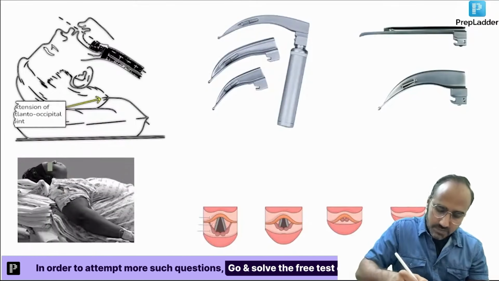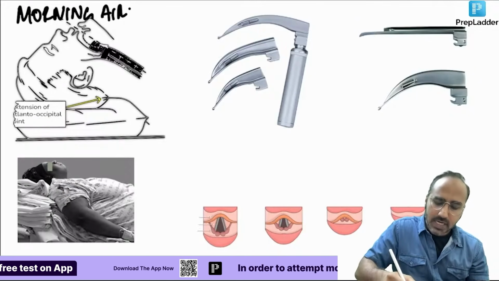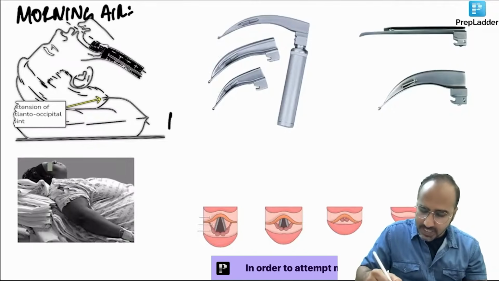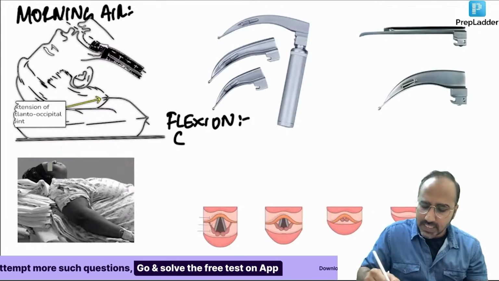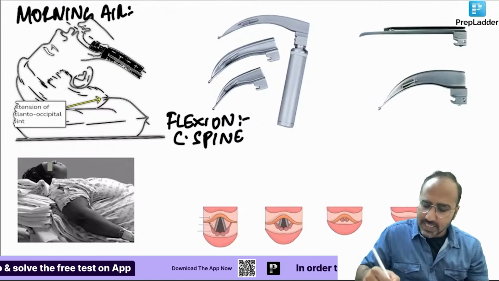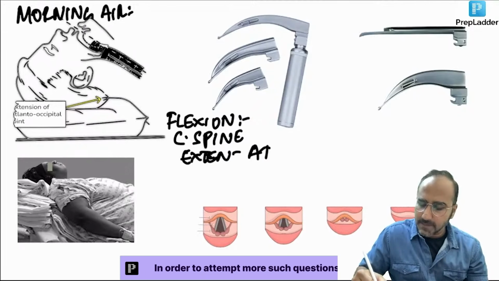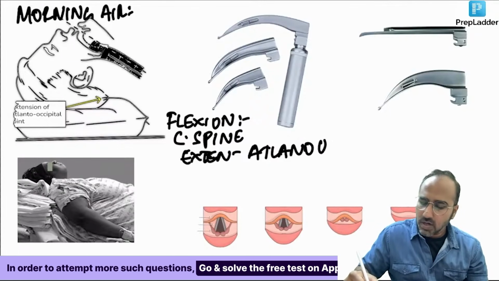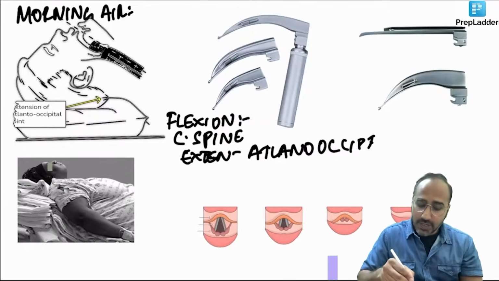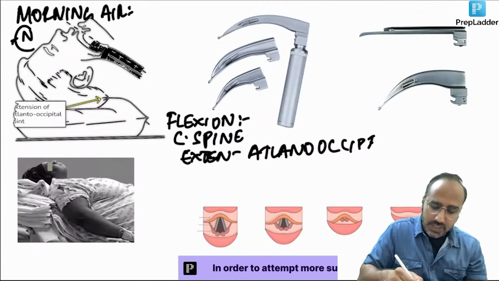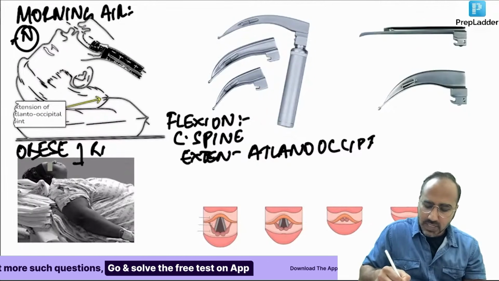It is the sniffing the morning air posture. In the sniffing the morning air posture, where is the flexion, guys? Very, very important. In this posture, the flexion is at the cervical spine, whereas the extension is at the atlanto-occipital joint. Okay? If the patient is normal, we use this position. If the patient is obese, we use the ramped up position. For an obese patient, we use the ramped up position.